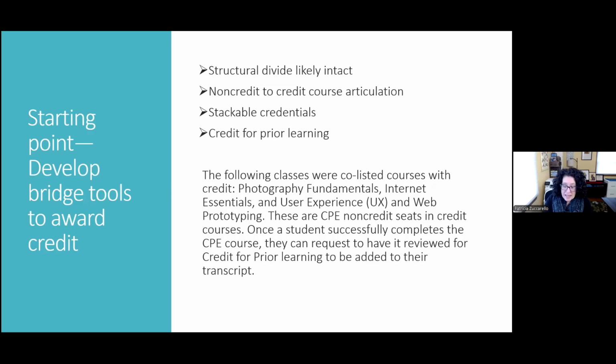So here was an example from one of the colleges that I thought was interesting. In this example, the course is co-seated, so it's a single section of a course, and in that course, some of the students are registered as a credit student, and some are registered as a non-credit student. Then assuming that the student completes the course successfully, they're able to use credit for prior learning to be transcripted for that course. So that's a bridging tool to award credit in that case.